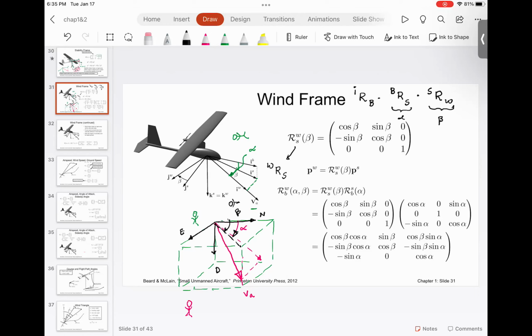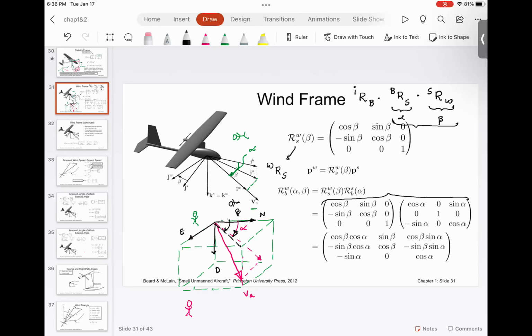Now, finally, what I can do is I can combine these two rotations. And as you can see, when I combine these two rotations, I can actually have this matrix. So basically, last two rotations can be combined and cosine beta and sine beta can be represented.